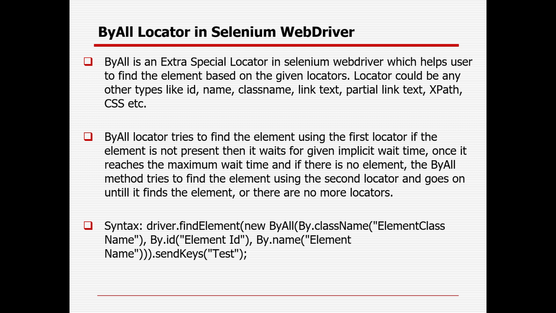If the element is not present, then it waits for the given implicit wait time. Once it reaches the maximum wait time, and if there is no element, then the ByAll method tries to find the element using the second locator, third, fourth, whatever way you want to give it. After that, in case none of the element locators is able to find the element, it will throw an error.